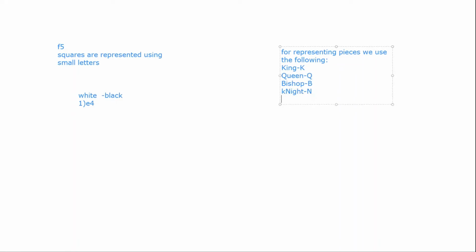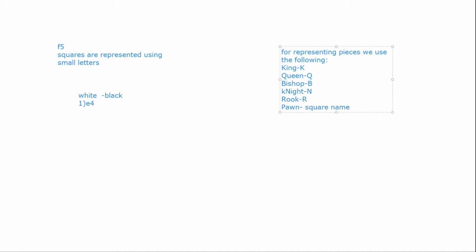Then we have the rook. Its first letter is capital R, and now we have the pawn. Now you would be excited to answer this question, thinking it would be capital P. You're totally wrong, because we will not represent the pawn with the letter P, but we would rather represent it with the square name directly.